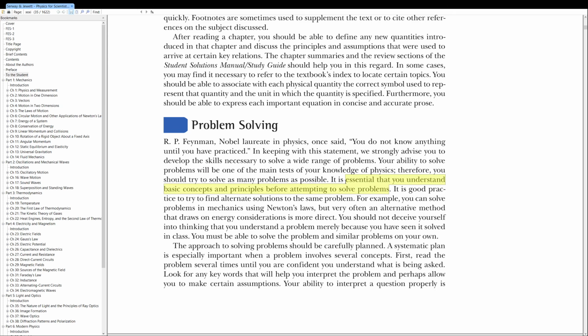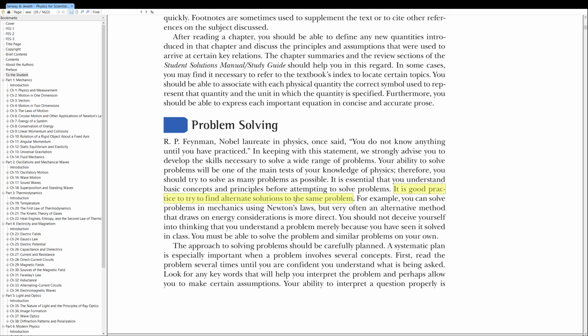Okay, let me just repeat that. Don't try to solve the problems until you've understood the basic concepts and principles around the problem. You're wasting your time, or worse, you could be reinforcing bad habits. You could solve the problem or think you solved the problem, but really you're not doing the right thing. It is good practice to try and find alternate solutions to the same problem. Just because you found a solution doesn't mean you truly understand the material.